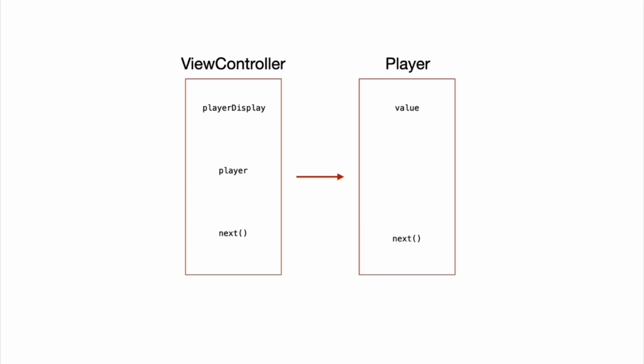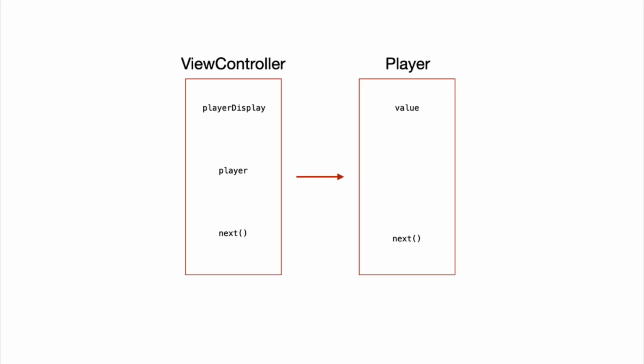So something like this, where I have my view controller talking to a player. And so when you tap next on the view controller, it just turns to the player and says, well, call your next. And that next will find out what the value is, and it'll set the value. And we hope that it'll then display back in the player display.